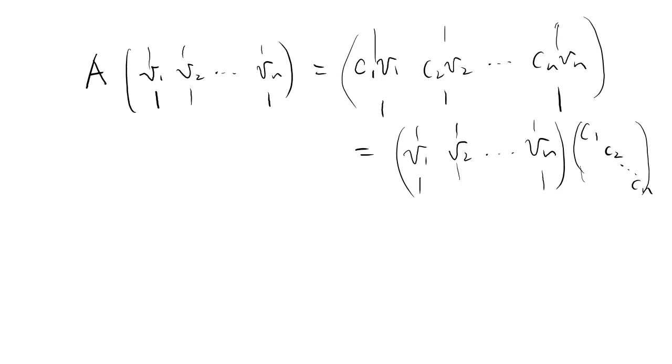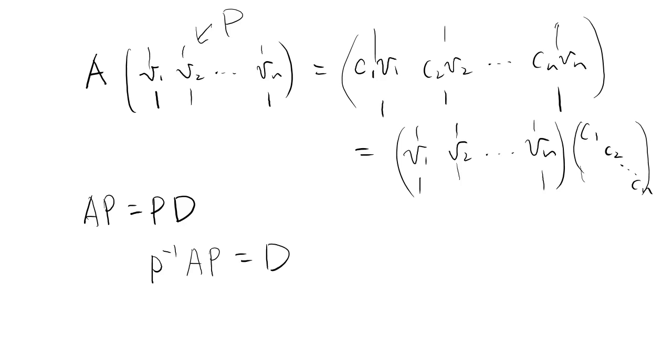Now, what does that mean? Let's call this matrix P. Then this is what I have: AP is equal to P times some diagonal matrix, D, made up entirely of the eigenvalues of A. So if I move this to the other side, then I get P inverse A P equals D. So this shows that A is completely diagonalizable.